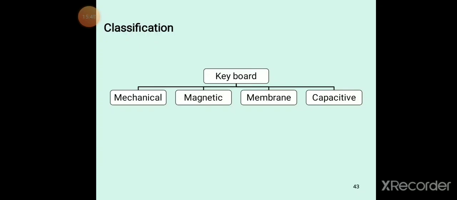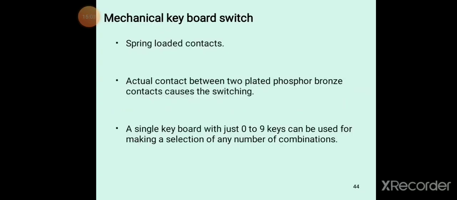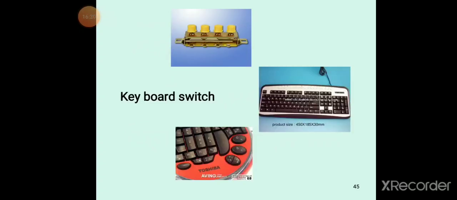The keyboard switches are generally of four types: mechanical switches, magnetic switches, membrane switches, and capacitive switches. The mechanical keyboard switch is a spring-loaded contact. Actually, the contact between two plated phosphor bronze contacts causes the switching. A single keyboard with just 0 to 9 keys can be used for making a selection of any number of combinations. You can see the different types of keyboards, with keys.